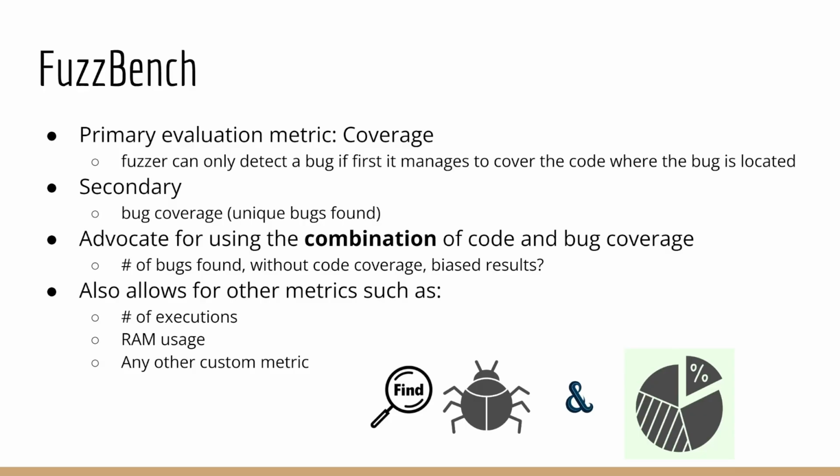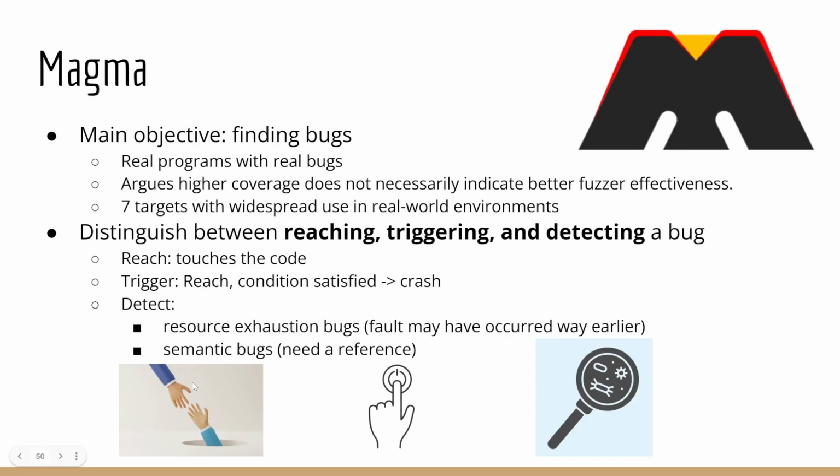Why is this? Well, they advocate for a combination of code and bug coverage. The main reasoning why is because if you just blindly take the number of bugs found, a fuzzer run could just get lucky and not cover much of the code and just go down this path that has a lot of bugs. This could lead to biased results. They also mention other metrics that they could use for performance, like the number of executions and the RAM usage. They allow users to import any custom metric they would like.